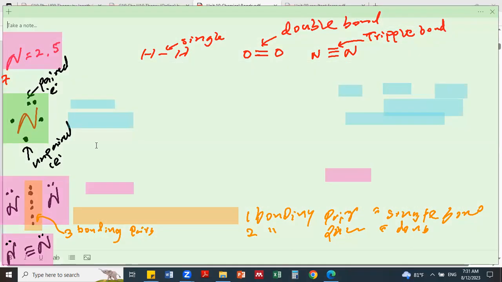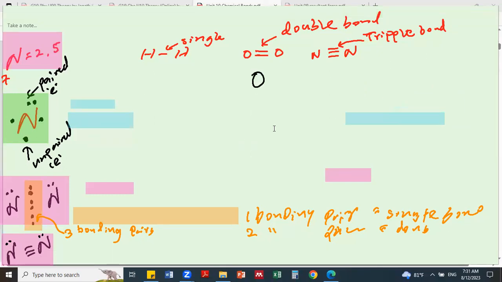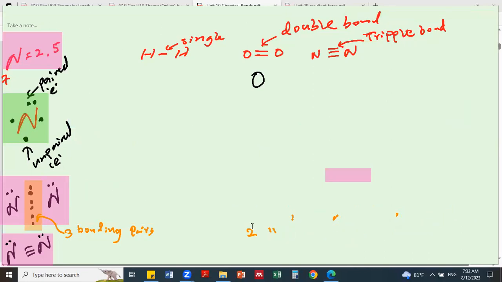Okay, shall I read this? Let's see oxygen now. What is the oxygen configuration? If you don't know the electronic configuration, that is the end of your chemistry. If you don't know the atomic structure, that is chapter 3. Oxygen, what is the atomic number?